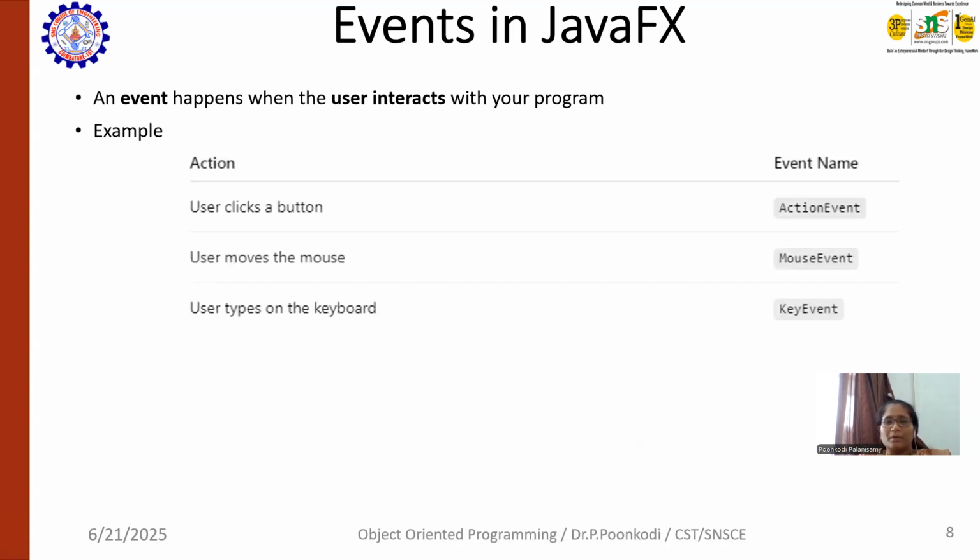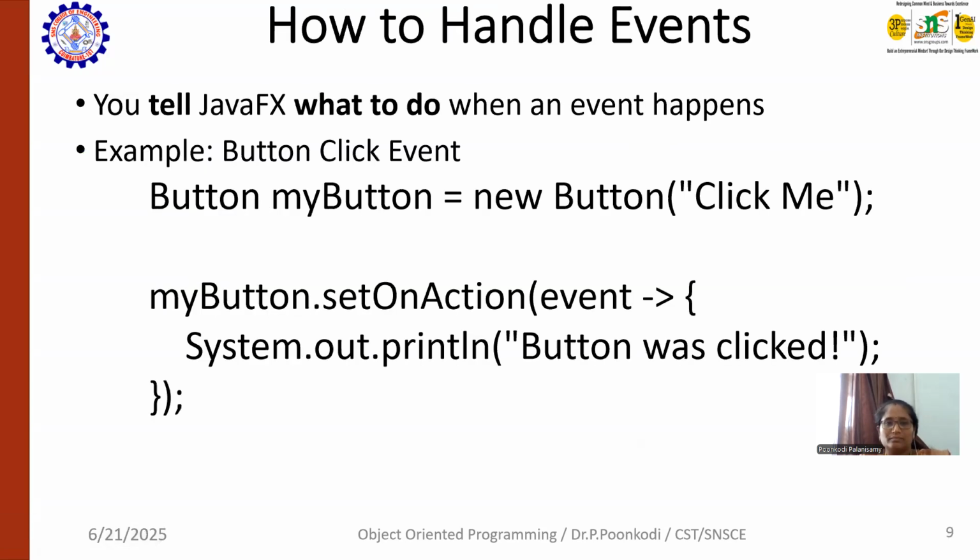Then an event happens when the user interacts with your program. The user clicks on a button. Which event should be called? The action event. Then if I move the mouse, what should happen? That control will be handed over to the mouse event. Then typing on the keyboard: control is given to the key event.